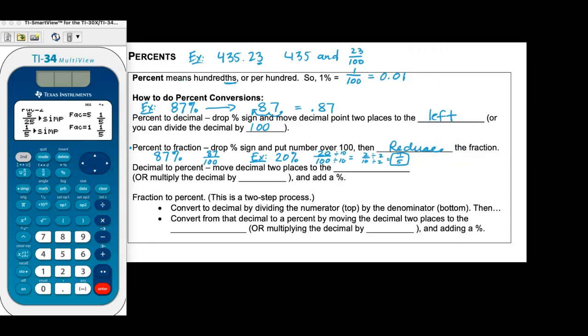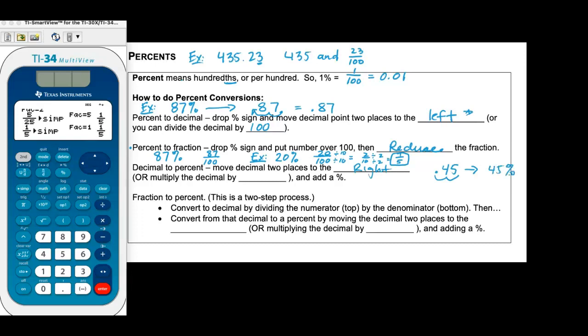So for this next part, we're going to go decimal to percentage. If I wanted to go backwards, let's say, I'll make up a new example. Let's say we have a decimal 0.45. If I wanted to take that decimal and make it a percent, I would move it 2 spots to the right. It's the opposite of what I did up here. And then I would get 45%.